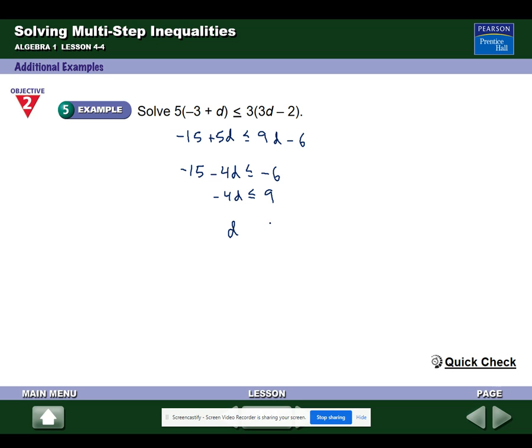Here you'll have 9 over negative 4, which is the fraction negative 9/4, less than or equal to becomes greater than or equal to. D is greater than or equal to negative 9/4. Hey, real quick. What if you went the other way? What if you subtracted 5d from both sides? Then you'd have negative 15 less than or equal to 4d minus 6. Add 6 to both sides, negative 9 less than or equal to 4d, and divide by 4. Negative 9/4 less than or equal to d.